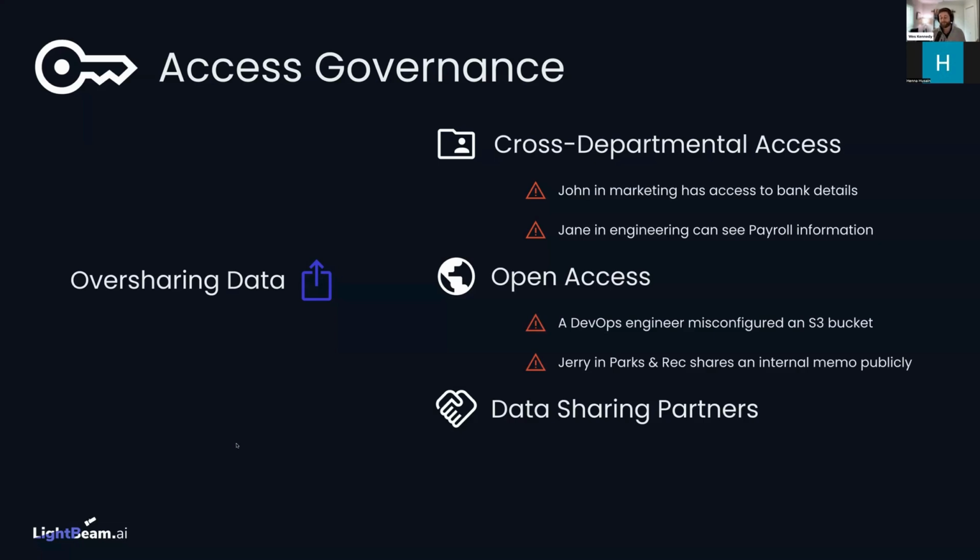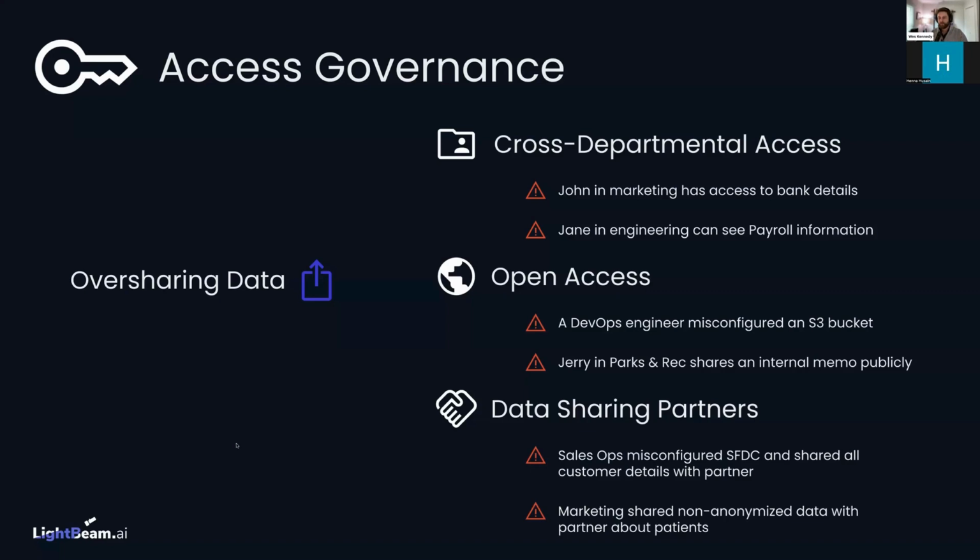And this is a story that we've heard way too many times. What happens when a DevOps engineer misconfigures an S3 bucket and exposes customer data? Often we're not even aware of that. Or what if Jerry in the Parks and Rec department shares an internal memo publicly? That internal memo may not have been meant for public consumption. It might have been harmless, but who knows? And this is where identifying what documents have been shared with open access is extremely important.